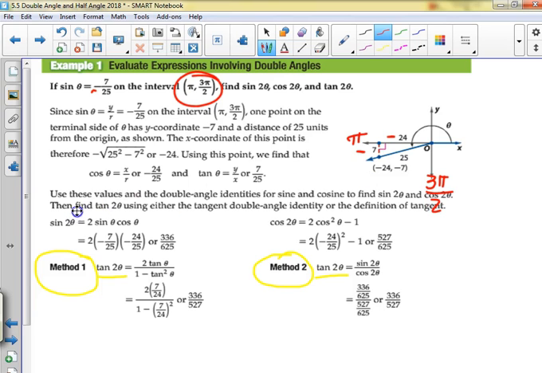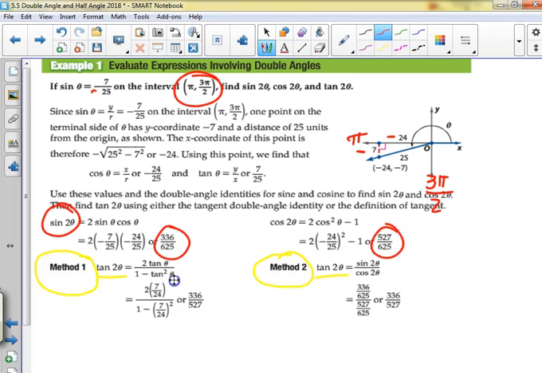All right. Then they wanted to find sine of 2 theta, so they plugged in values: 2 times sine times cosine, and got this. To find the cosine of 2 theta, they picked one of the three. You can use any one. They all will give you the same answer. They did 2 cosine squared minus 1 and came up with this lovely exact answer.